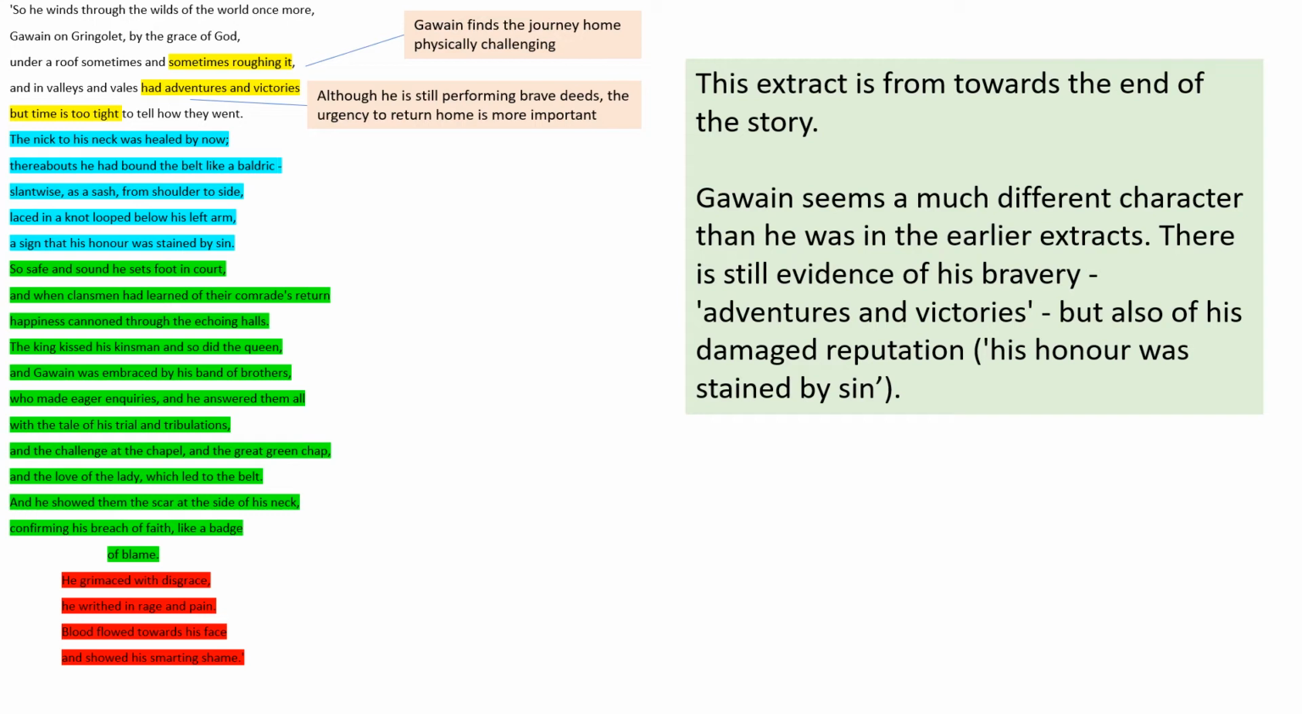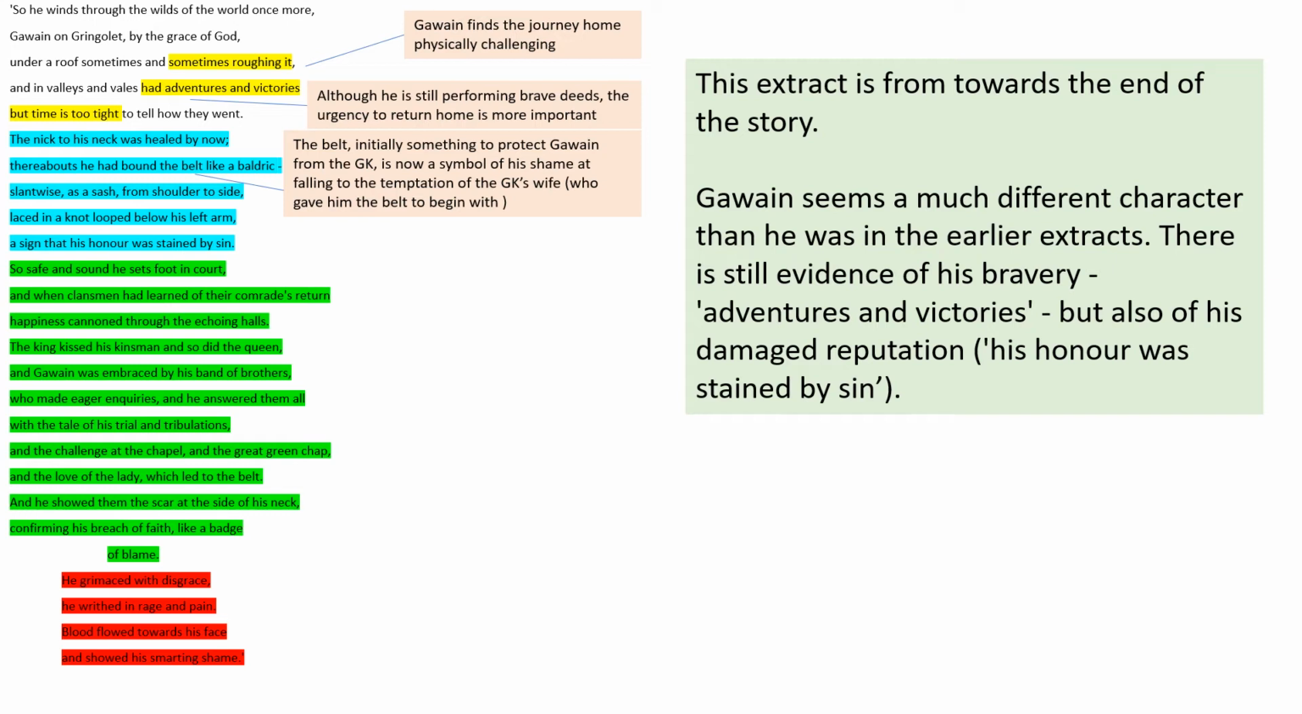So the next section, the nick to his neck was healed by now. Thereabouts he had bound the belt like a baldric, slantwise as a sash from shoulder to side, laced in a knot looped below his left arm, a sign that his honour was stained by sin. So here, this belt that he's wearing, he had bound it like a baldric, which is almost like a scabbard, a sheath where you keep your weapons.